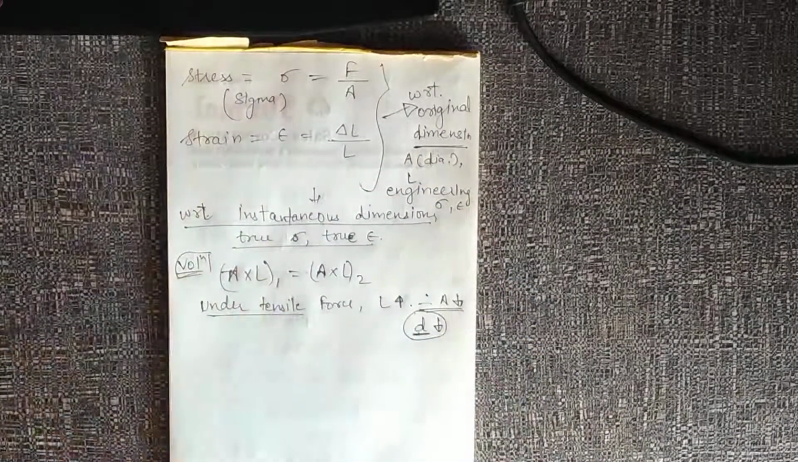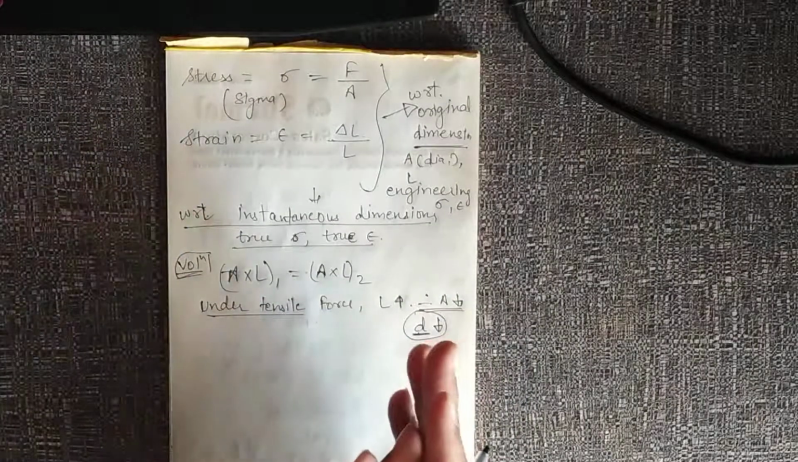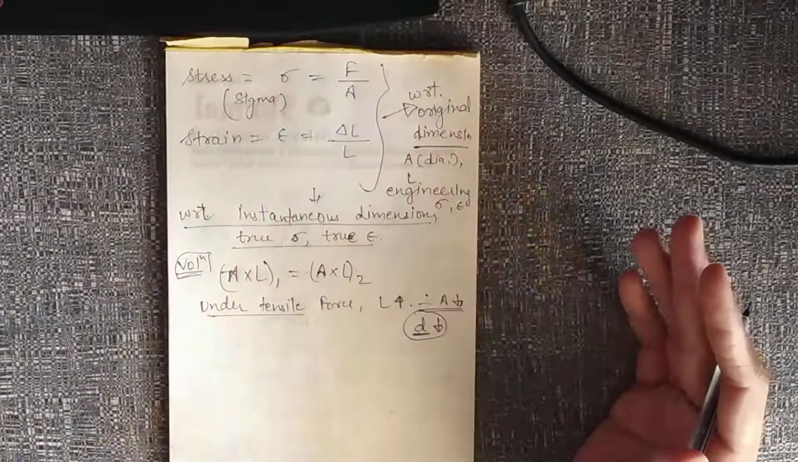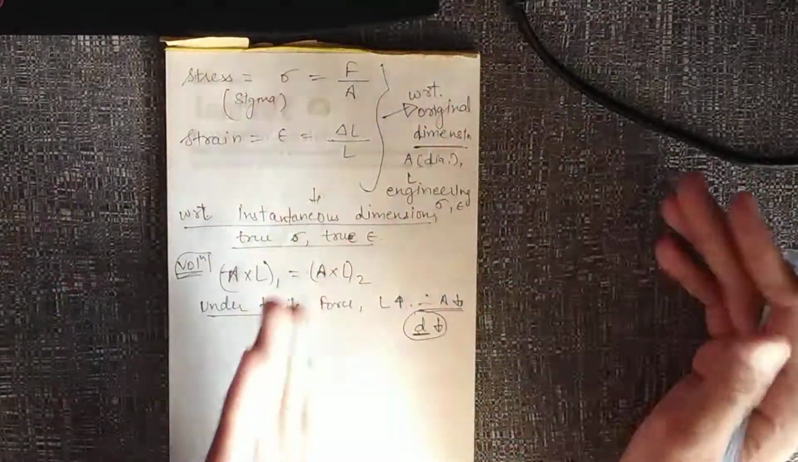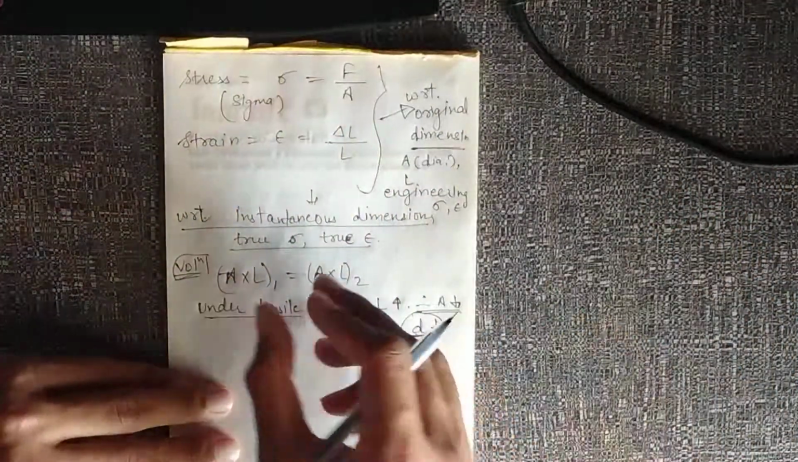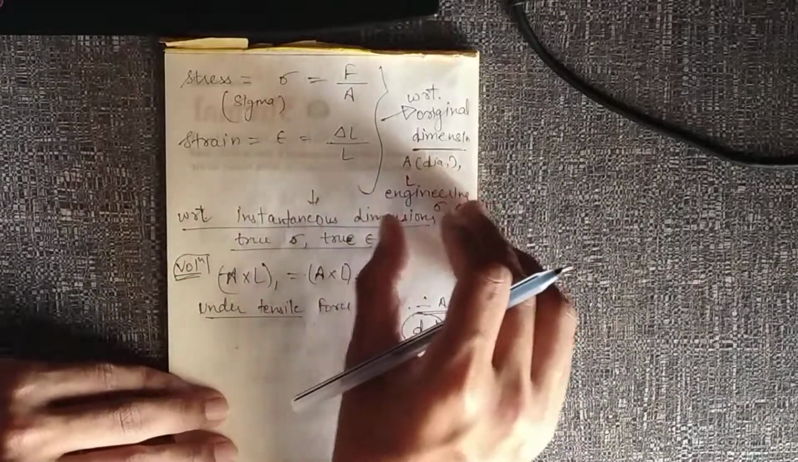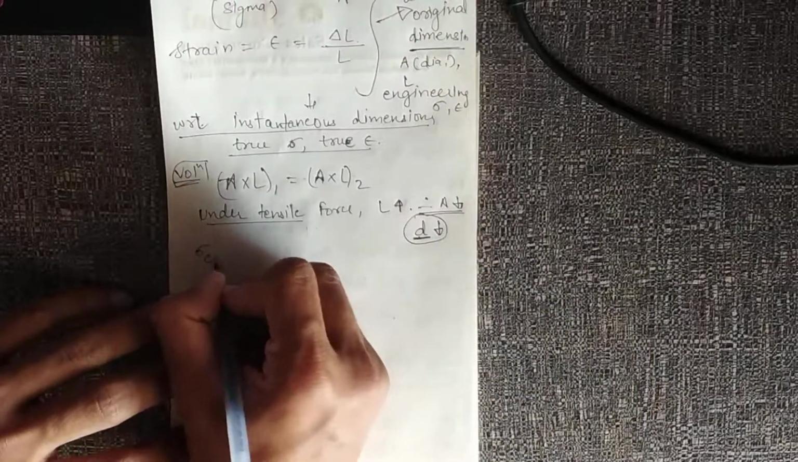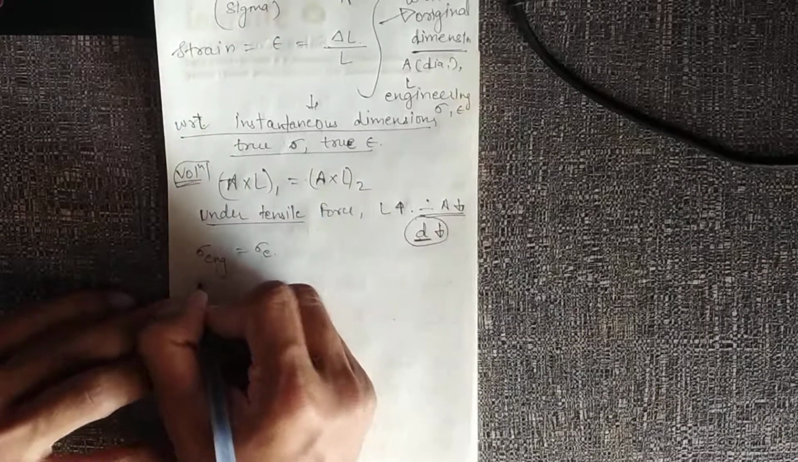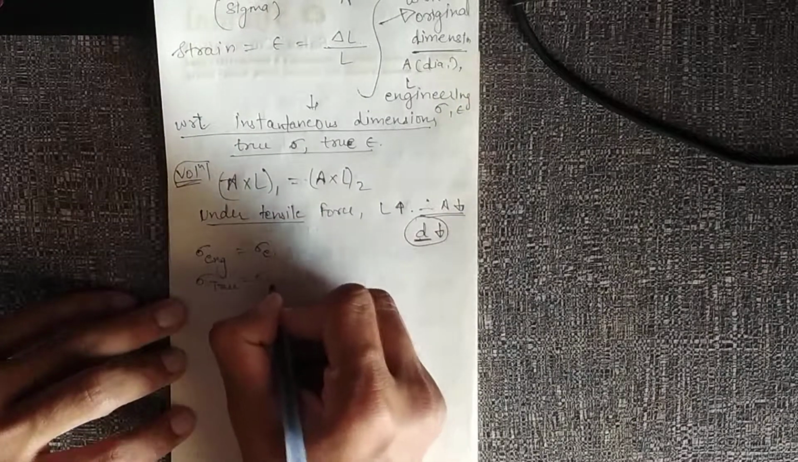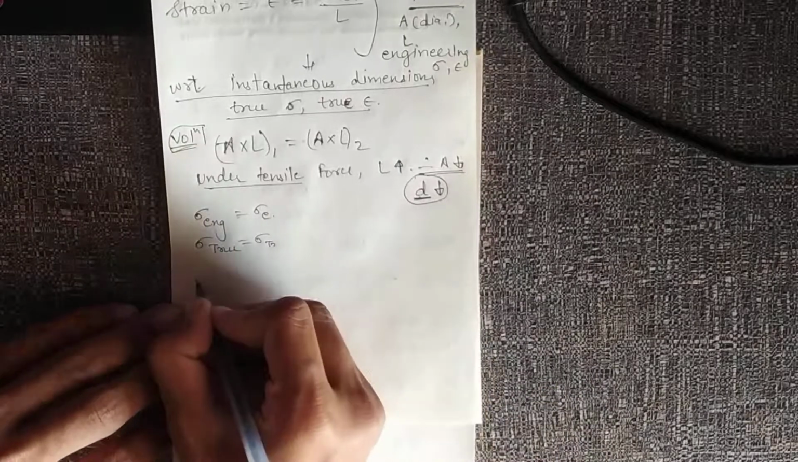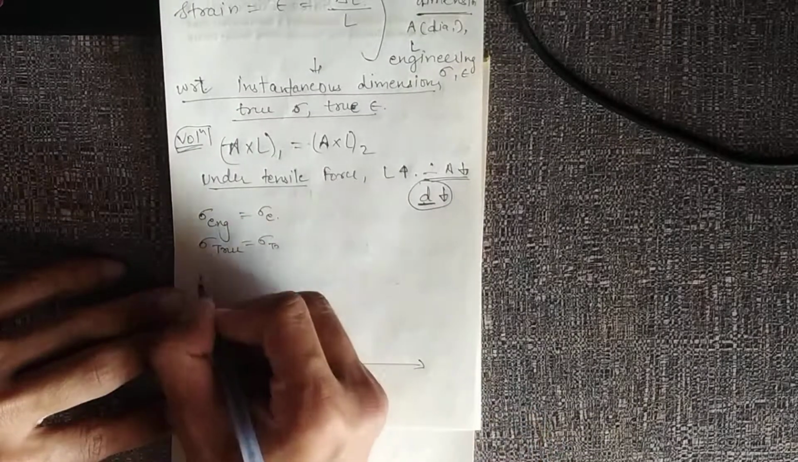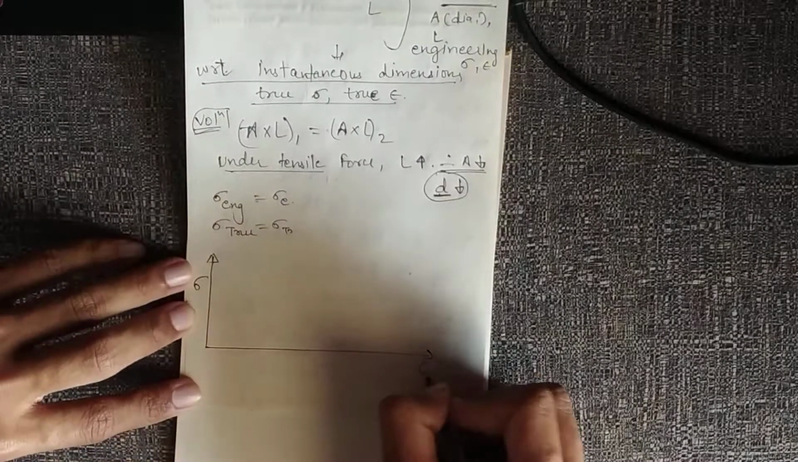They will have a small difference in these values, but for plastics, since the strain values are very high and they can stretch to large dimensions, true and engineering stress and strain values will vary too much. So we should be careful about using these, and always mention whether it is engineering or true stress and strain. And the graph between stress and strain looks like this. So this is stress, these are strains.